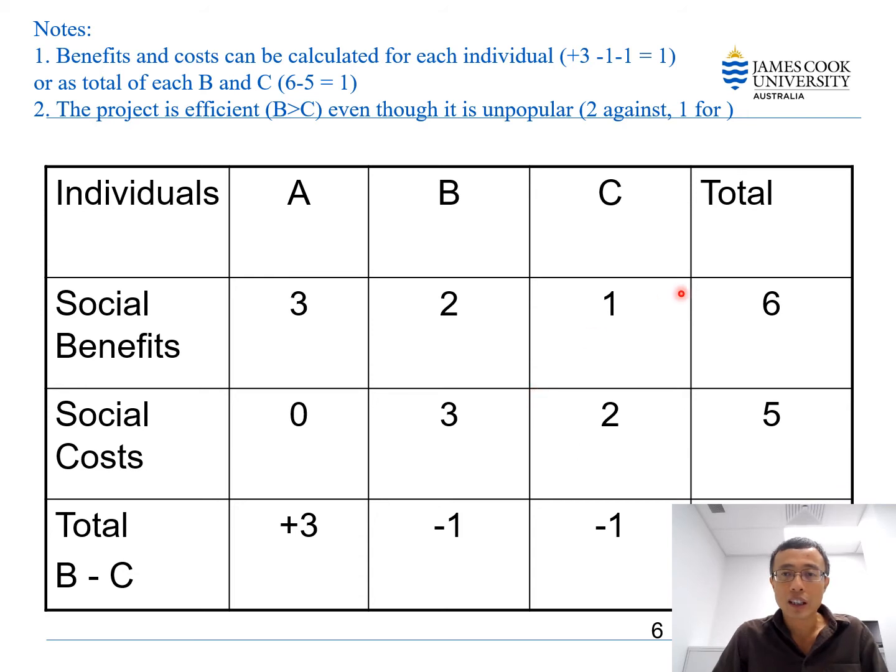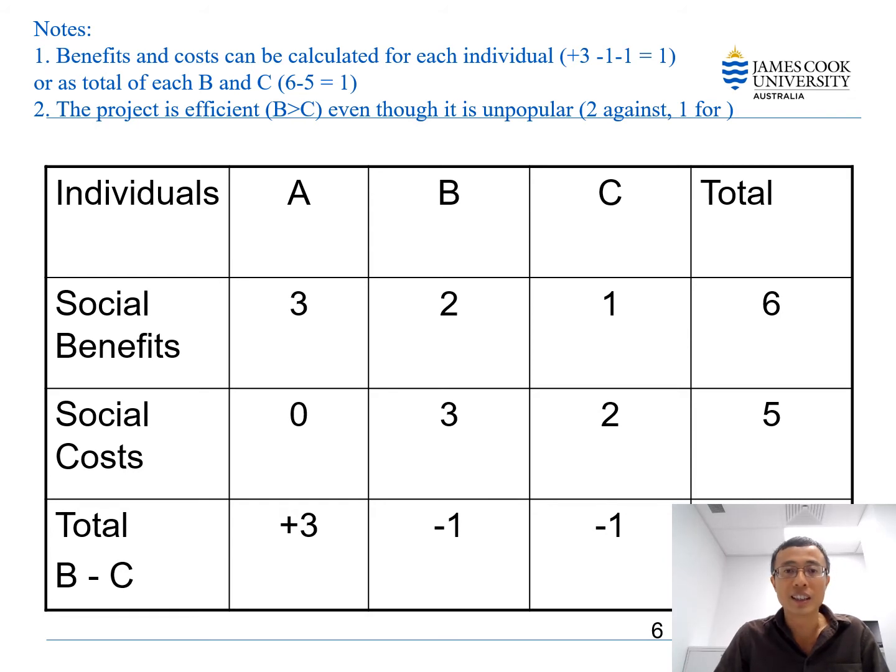Okay, so let's look at social total benefit. The society consists of only three persons, A, B, C. So the total social benefit is 3 plus 2 plus 1, which is $6. Total social cost is 0 plus 3 plus 2, which is $5. So now net social benefit will be $6 minus $5, which is $1. So we have a positive net social benefit, and the CBA will say this project is good, is an efficient project. We should go ahead with this project.